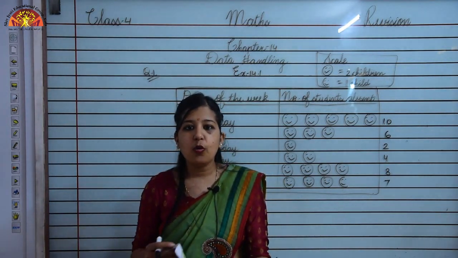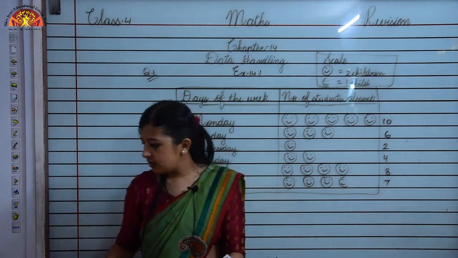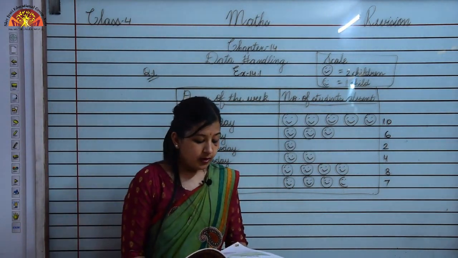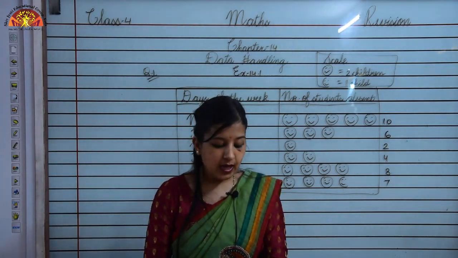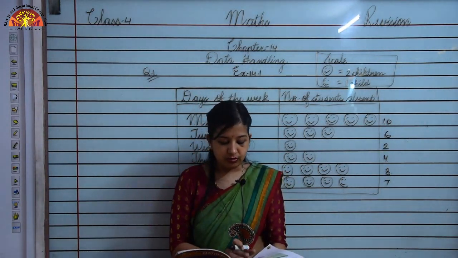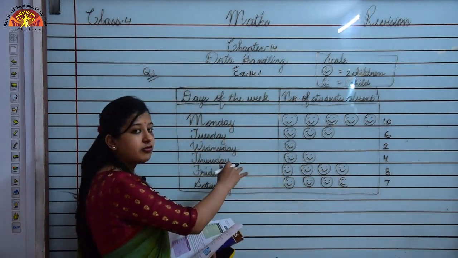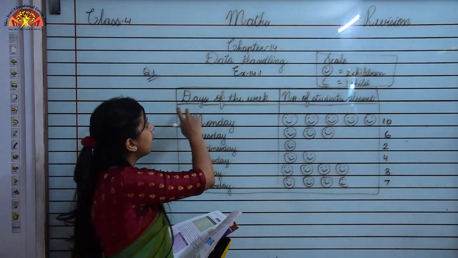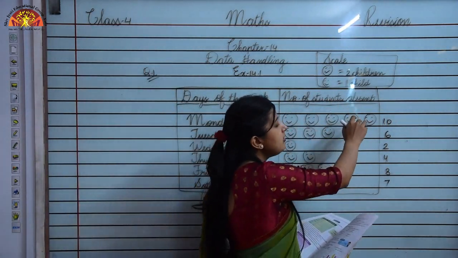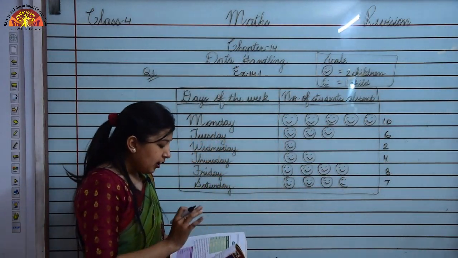Now students, open page number 188 of your book, in which we are going to do question number 1. In this question, what we have to do? We have to read the following pictograph and answer the question that follows. In this question, we have been given one pictograph in which we have 2 columns, one of days of the week and second, number of students absent.